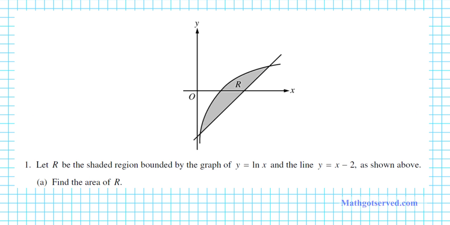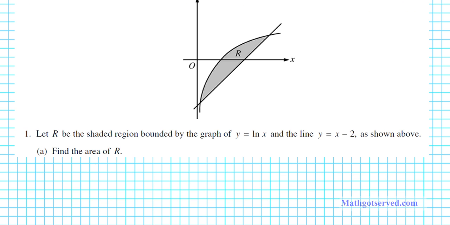All right, let's take a look at problem 1. The A part says let R be the shaded region bounded by the graph of y equals ln x and the line y equals x minus 2, as shown above. Find the area of R. Okay, so to find the area, it's good to use the formulas to guide our problem solving process.